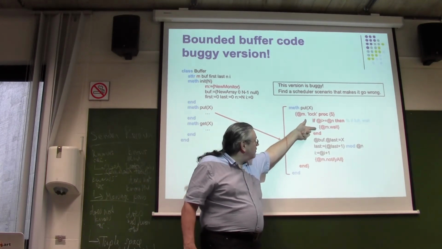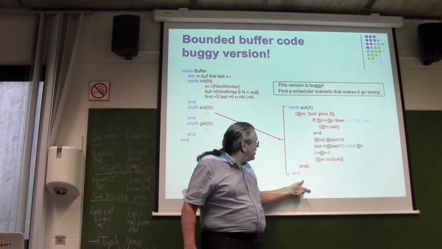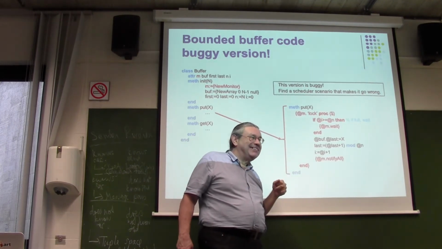The 2 are both woken up. The 2 try to do put. One of them gets the lock and goes here. What happens to the second one?